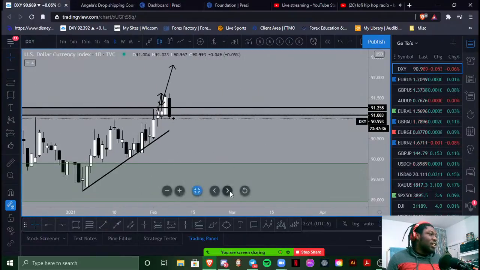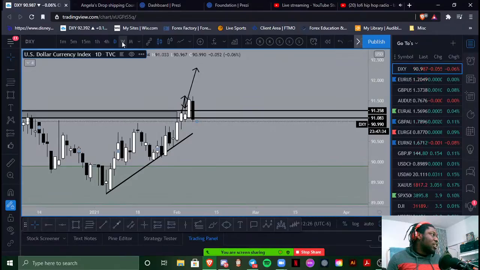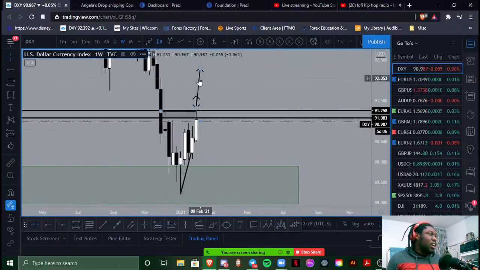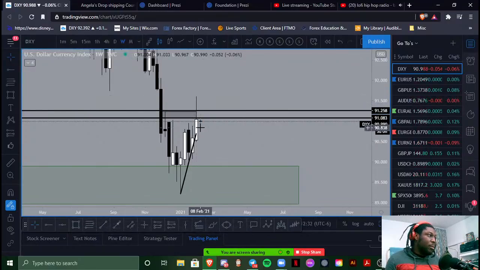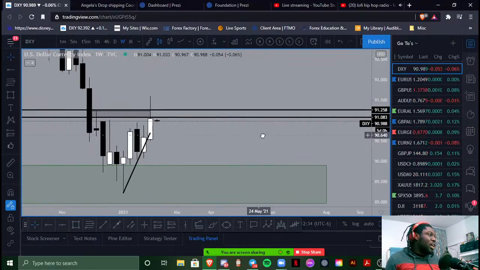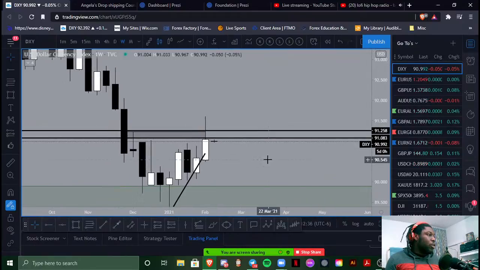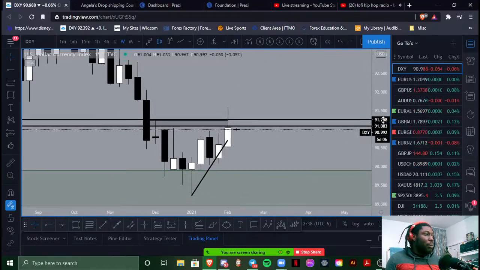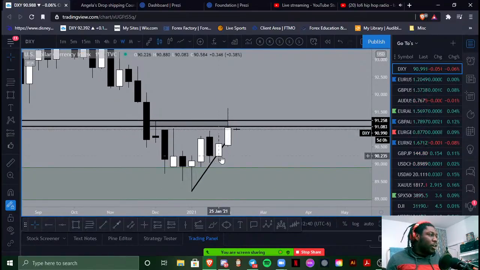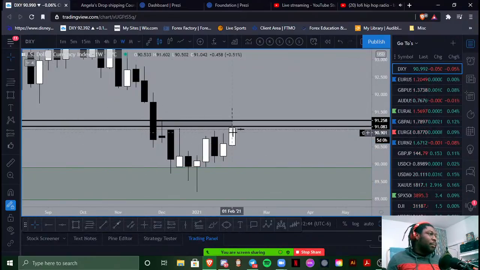So let's go ahead and take a look at the DXY. Let's take a look at the weekly time frame first of all, and get rid of these drawings here. I'm going to bring them back though. The weekly time frame looks good for the bullish move, although I'm not really crazy over that wick that's pushing to the upside. But I did want to see a break and retest type of move on the DXY, and I kind of did get that.